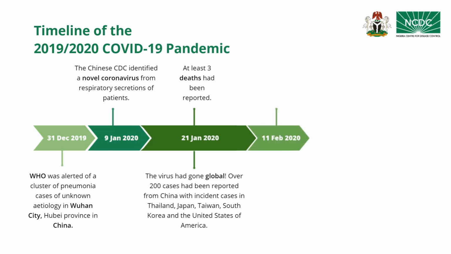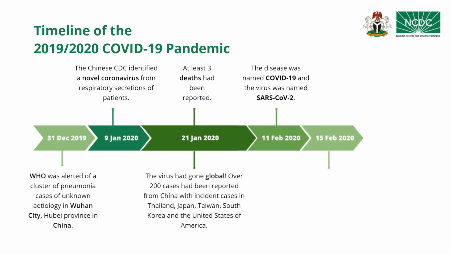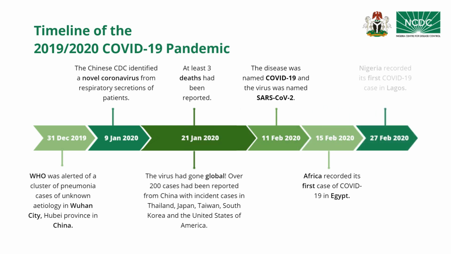On the 11th of February 2020, the disease was named COVID-19 and the virus was named SARS-CoV-2. Shortly after, Africa recorded its first case of COVID-19. On the 15th of February 2020, there was a confirmed COVID-19 case in Egypt. And on the 27th of February 2020, Nigeria recorded its first COVID-19 case in Lagos State.